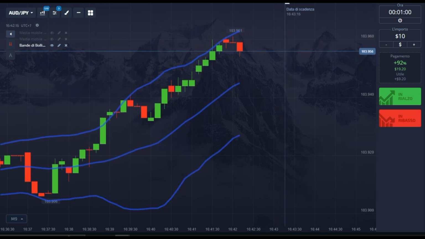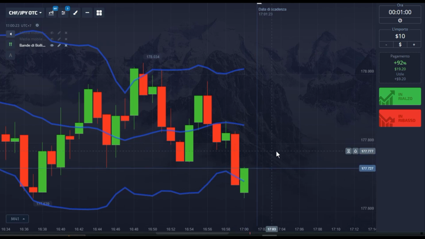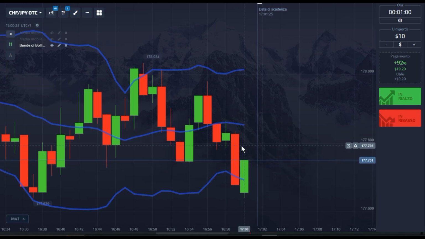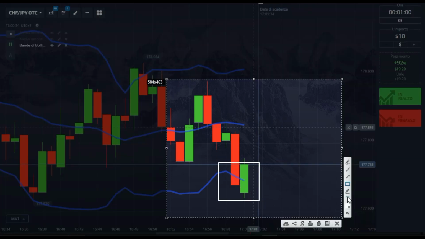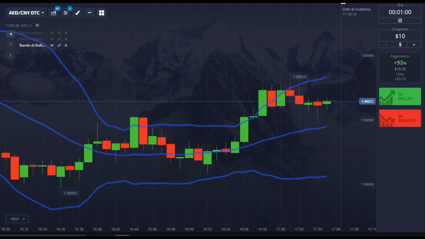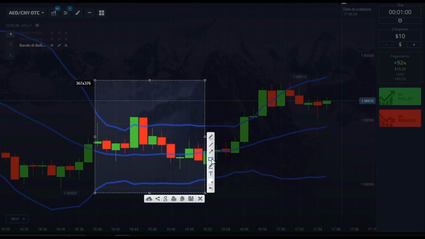There are several strategies that traders can use with Bollinger Bands. One of these is the bounce strategy, in which you try to identify the points where the price touches one of the bands and then returns in the opposite direction. Another strategy is the breakout strategy, in which you try to capitalize on a possible breakout of the bands, which could indicate a change in the market trend.